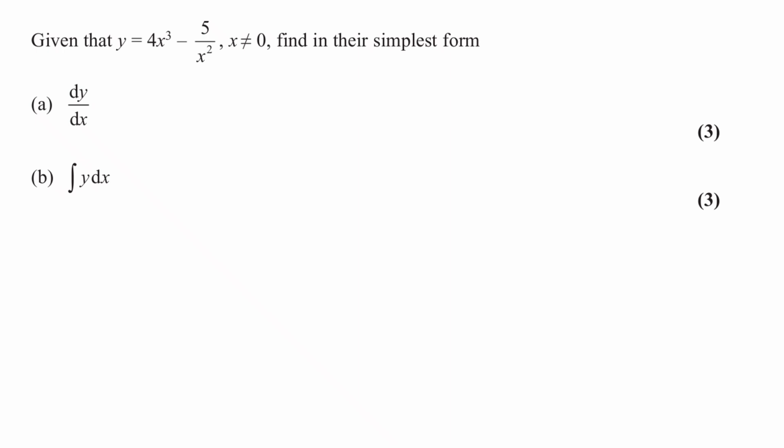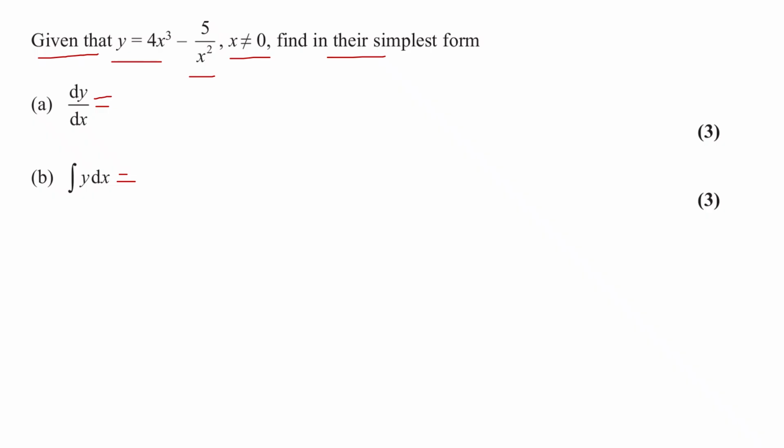Okay, year 12s and year 13s, looking at some differentiation and integration in this same video lesson. We are told that, given that y is equal to 4x cubed minus 5 over x squared, where x cannot equal 0, find in the simplest form part A, dy by dx. So this is going to be the first derivative.